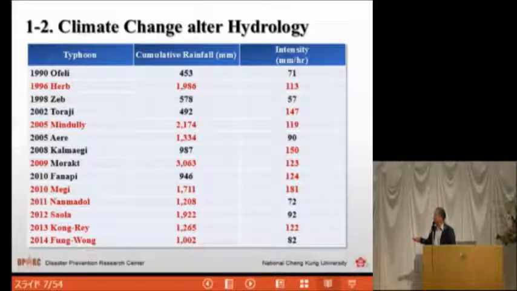About the climate change, it's really very severe rainfall. You can see every year, this is the cumulative rainfall. It's easy to reach more than 1,000 millimeters in a typhoon event. And its intensity per hour is easily over 100 millimeters per hour. So such kind of heavy rainfall induces a lot of landslides and also causes riverbed processes.